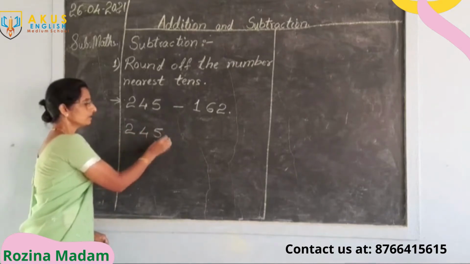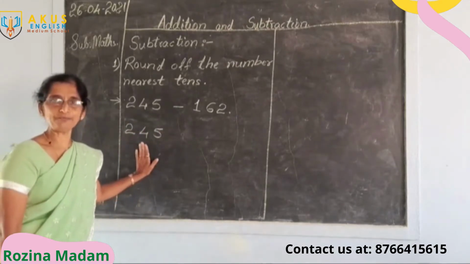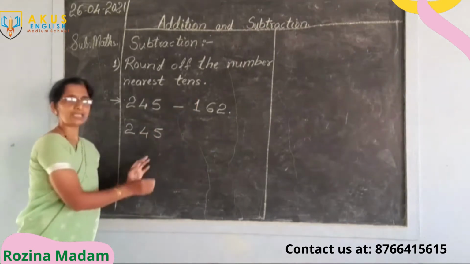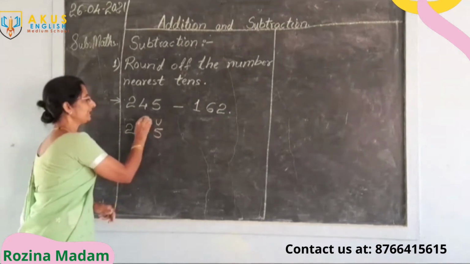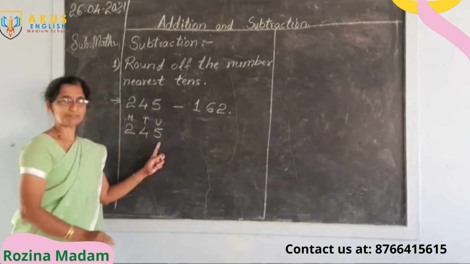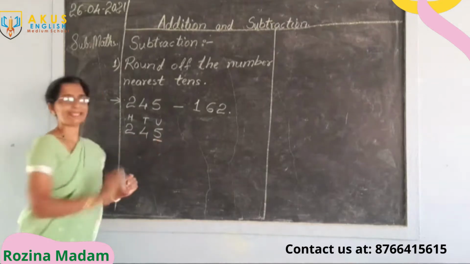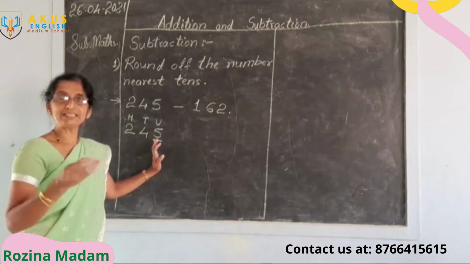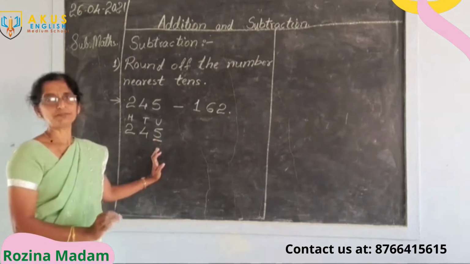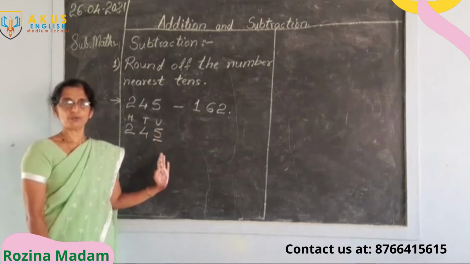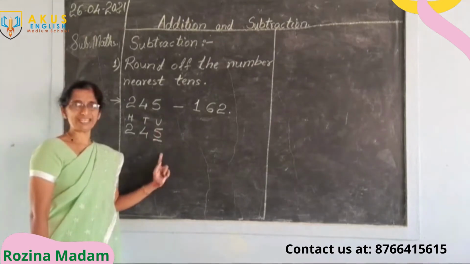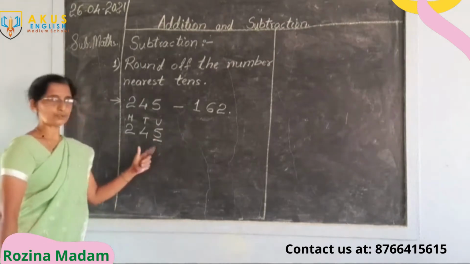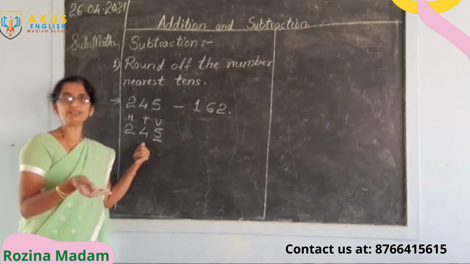245. To round the number 245 to the nearest tens, we write the place values: units, tens, hundreds. We underline the units place number, and we see whether the number is bigger than 5 or smaller than 5, because half of 10 is 5. So always, if the number in the units place is 5 or bigger than 5, then the number in the tens place is added with one.